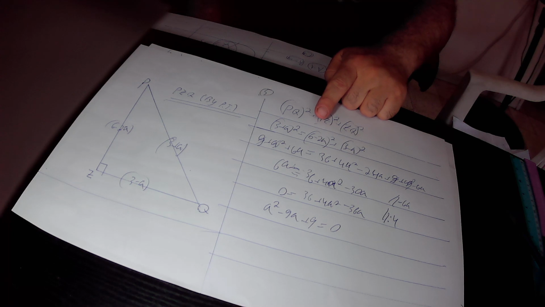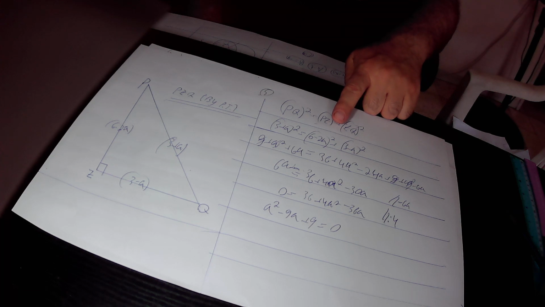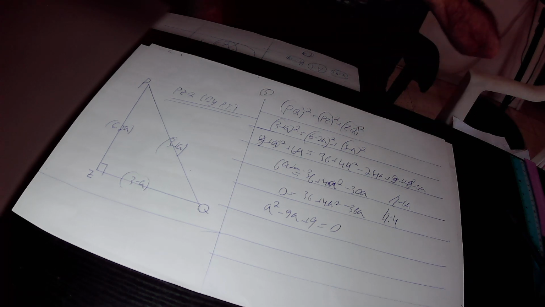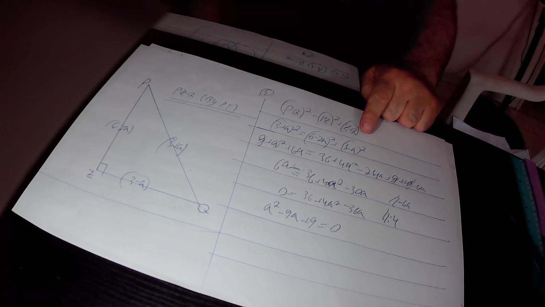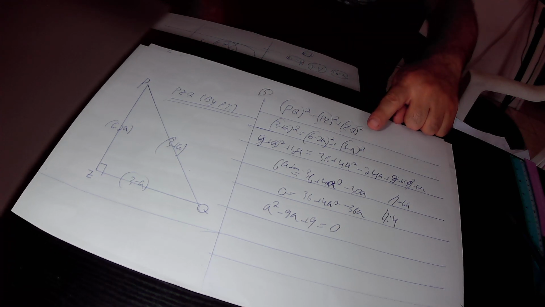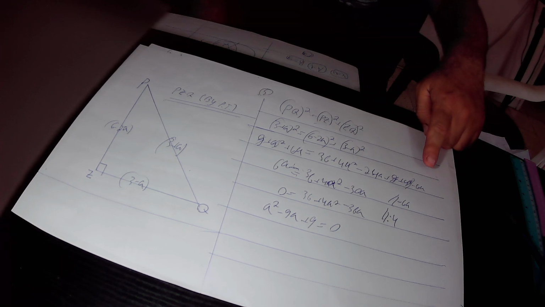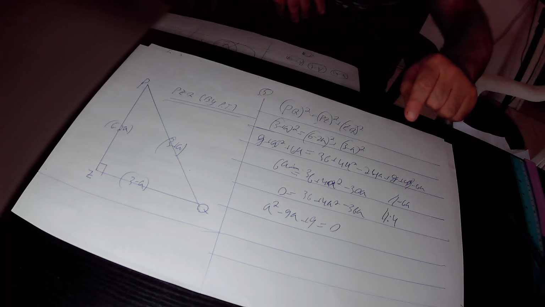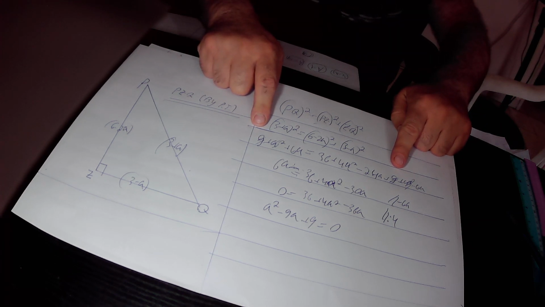On the other side of the equation we have (6 minus 2A) squared. (6 minus 2A) squared equals 6 squared, that is 36, plus (2A) squared, that is 4A squared, minus 2 times 6, that is 12, times 2A, which is minus 24A. And we have here plus (3 minus A) squared. (3 minus A) squared equals 3 squared, that is 9, plus A squared minus 2 times 3 times A, that is minus 6A.